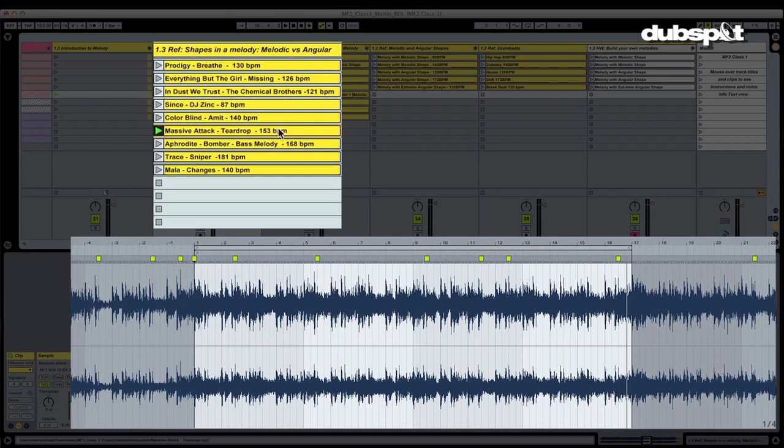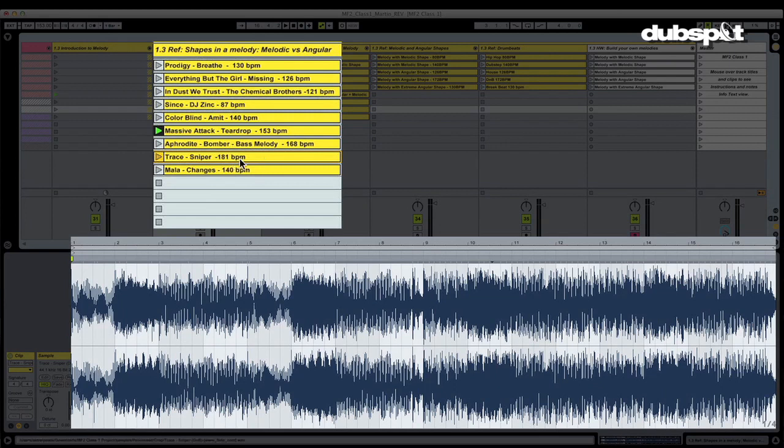We have a song here by Trace called Sniper. It's 181 BPM, so let me make sure I change the tempo of my project to reflect that, and we're going to listen to this. Now, this tune here, the bass lead is using mostly leapwise motion, so we're going to focus on that.